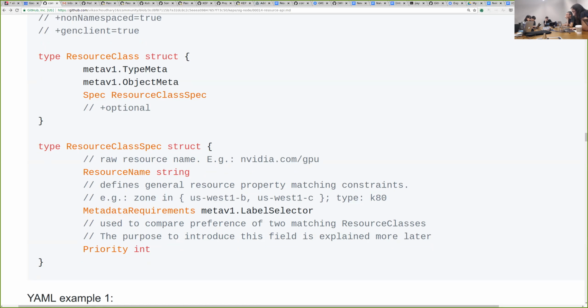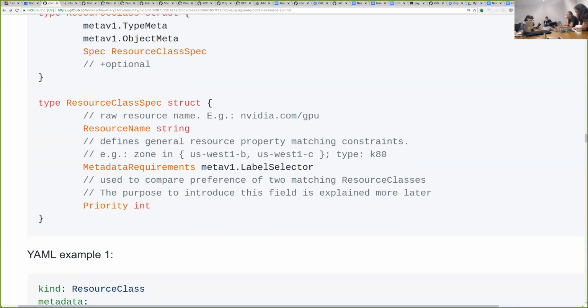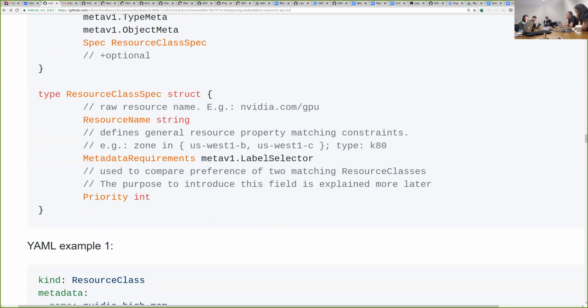And as we can see, it's at a very high level. It doesn't allow people to specify what types of GPUs or any metadata, like the amount of GPU memory or the cycles of the GPU. But the metadata requirements is the key field that we want to allow people to specify any metadata constraint. It can be either GPU type or the zone or GPU memory.